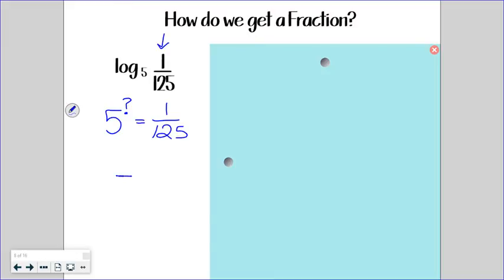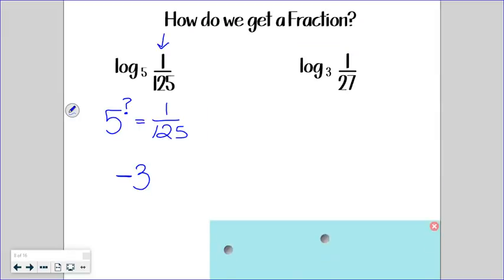So I know my answer is negative because of the fraction part. And then I think, just ignore the fraction and think denominator. 5 raised to what gives me 125? 3. So the negative moves it to the denominator. The 3 is what makes it 125. Okay, so use that to answer the next one. Log base 3 of 1 over 27.